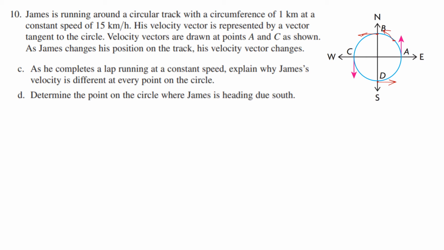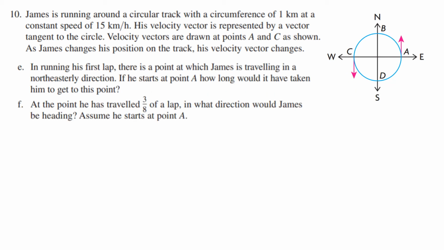So whenever you want to find the velocity, just draw a tangent to the circle, right? So we can just say the magnitude of James' velocity is constant, but the direction of his velocity changes at every point. The second one is asking, determine the point on the circle where James is heading due south. I can say it is at point C because it just goes south.